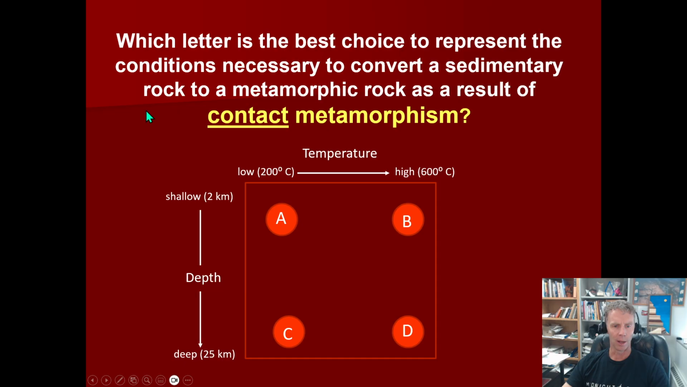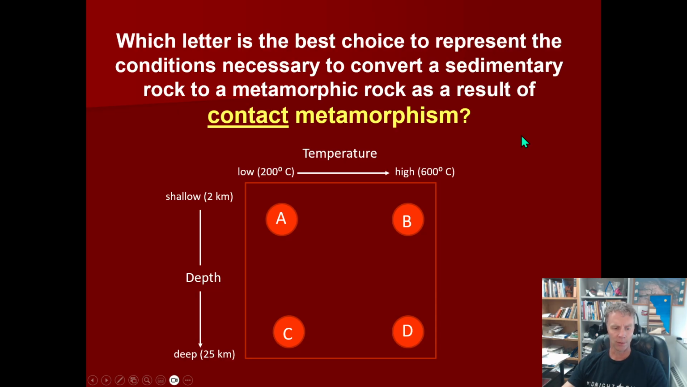Okay, and then here's our final question. If you're enjoying the quiz, here's your last question. So let me explain the diagram here. I have a simple graph showing temperatures ranging from low temperatures to higher temperatures. And here on the y-axis is depth, shallow depths to deeper depths down into the Earth. And so of the 4 circle choices here, A, B, C, D, which of the ones best matches the conditions that you'd expect to find related to contact metamorphism?